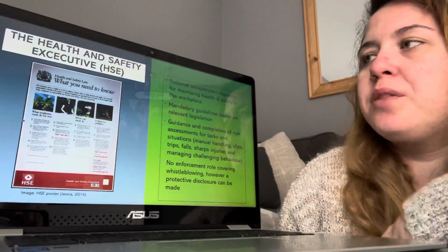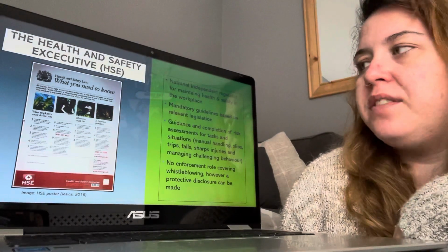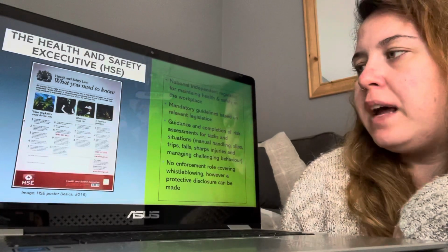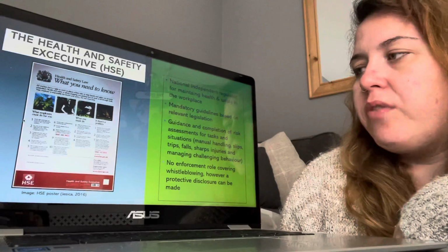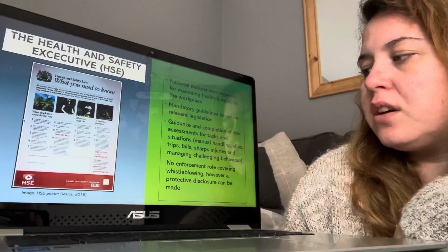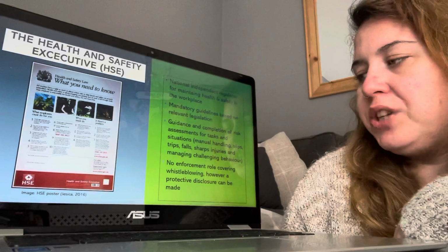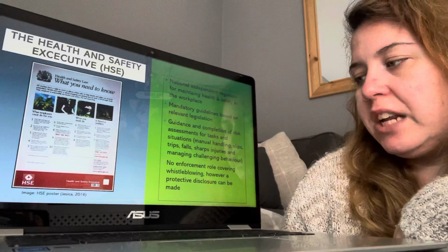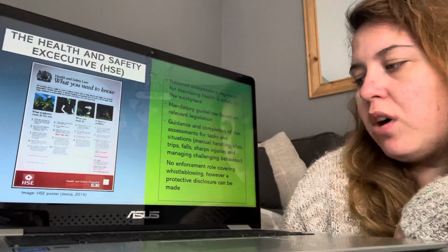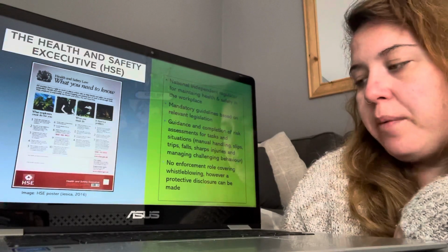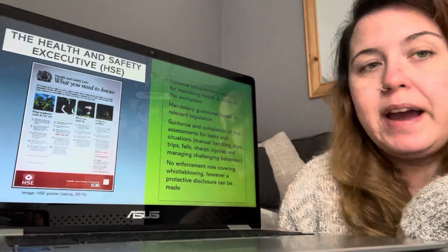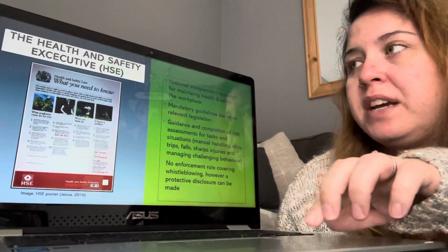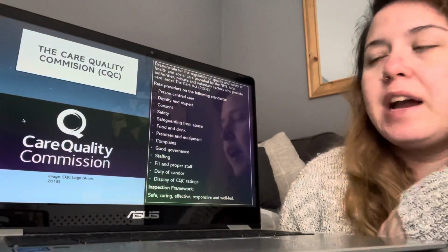So just to start with, we'll go to the Health and Safety Executive. They're a national independent regulator for maintaining health and safety in the workplace. Mandatory guidelines based on relevant legislation. Guidance and completion of risk assessments for tasks and situations such as manual handling, slips, trips, falls, sharps injuries and managing challenging behaviour. No enforcement role covering whistleblowing. However, a protective disclosure can be made. So that means that if there is a concern raised about the workplace, you can report it to the Health and Safety Executive.